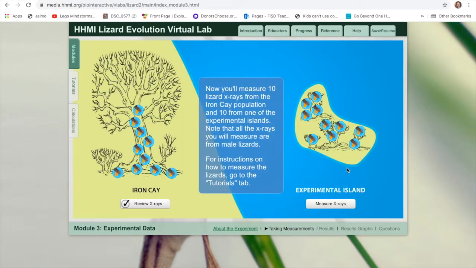By this point, I've done all of my measurements on Iron K, which is the larger island with the trees, where we would expect the lizards to have long legs so they can run from the bottom of the tree to catch their food and then run back to the tree. Now we go to the experimental island where we're going to do the same thing.